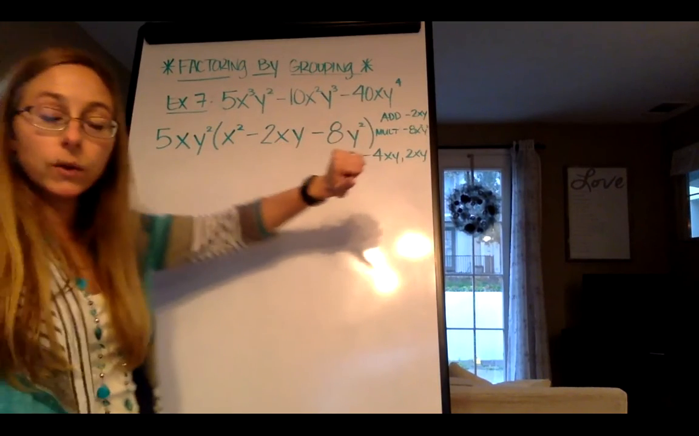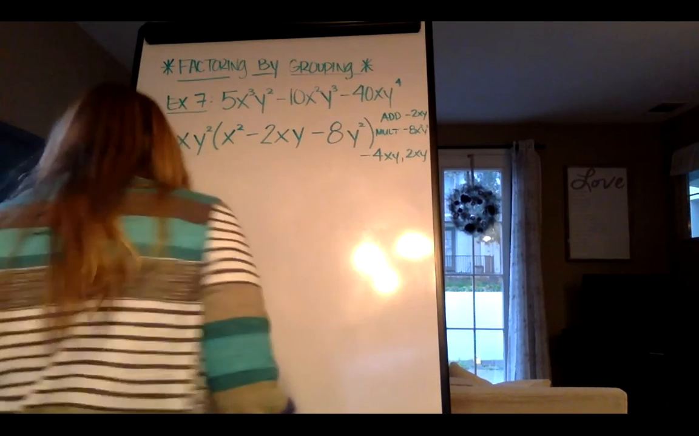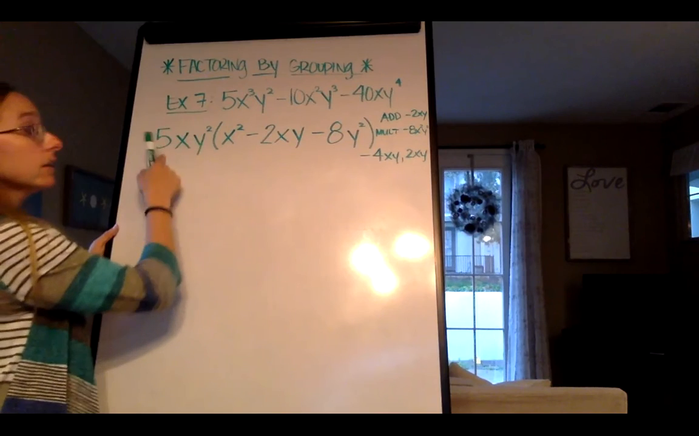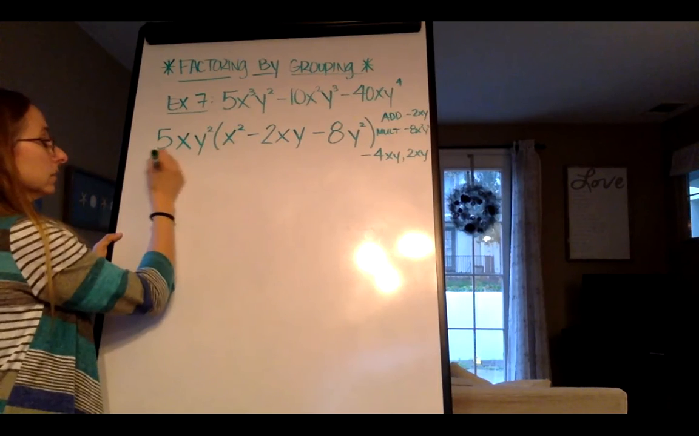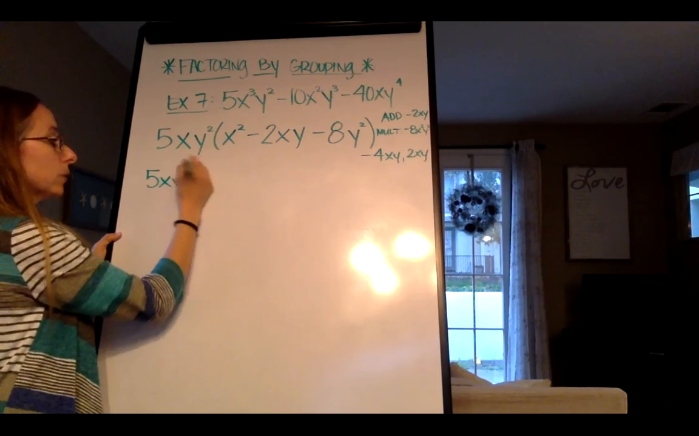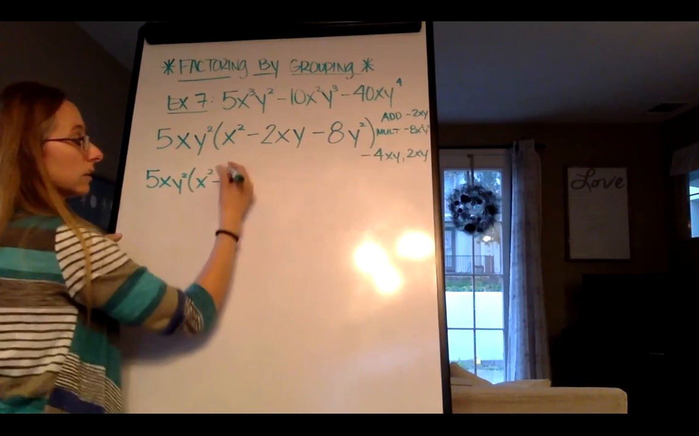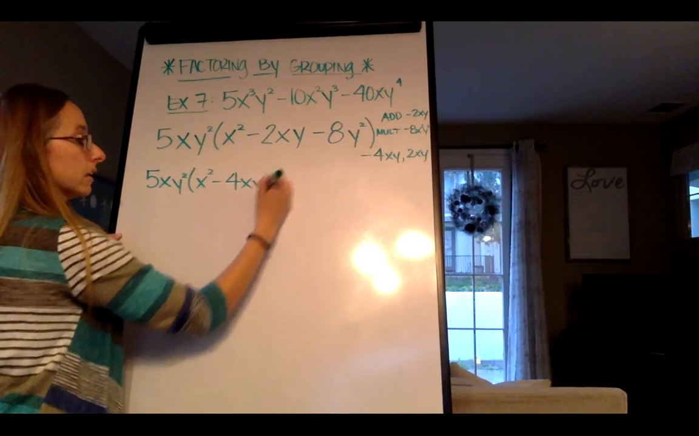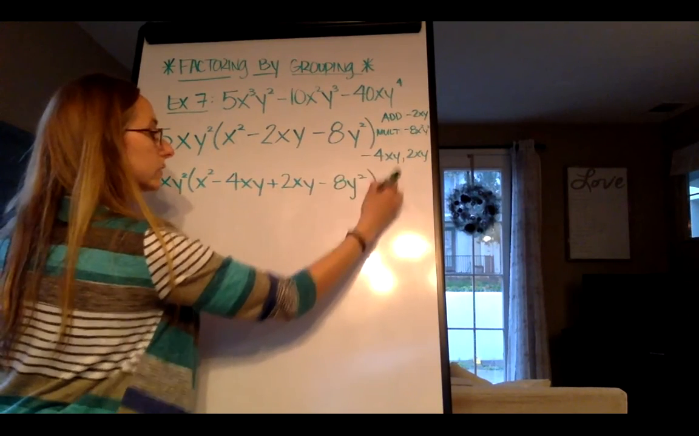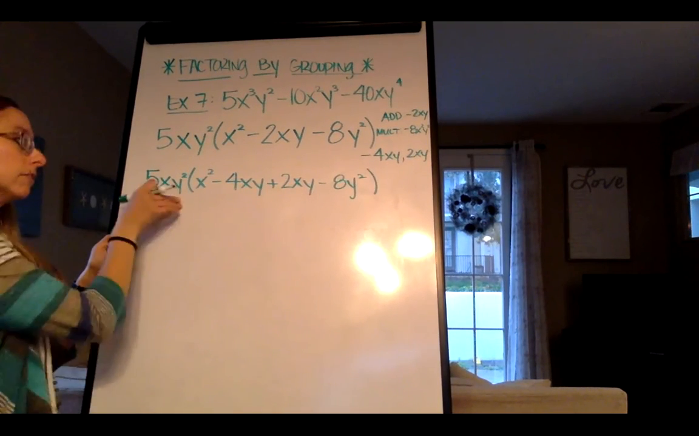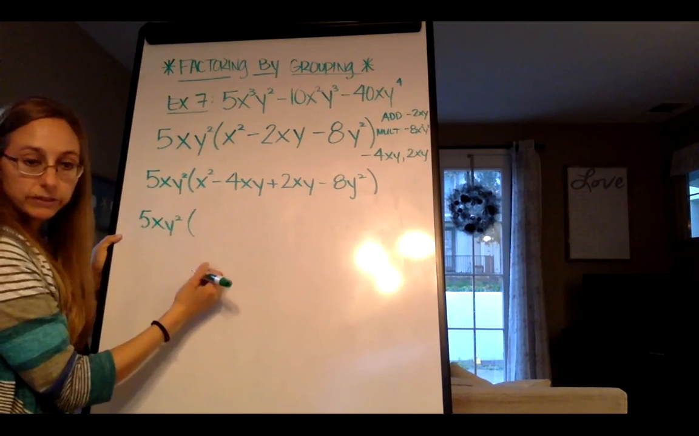Taking those two terms, let's go ahead and rewrite our middle term using the minus 4xy and the 2xy. Okay, so again, the 5xy squared is on the outside. It just comes along for the ride. So 5xy squared times x squared minus 4xy plus 2xy minus 8y squared. And then we're going to do our factoring by grouping.